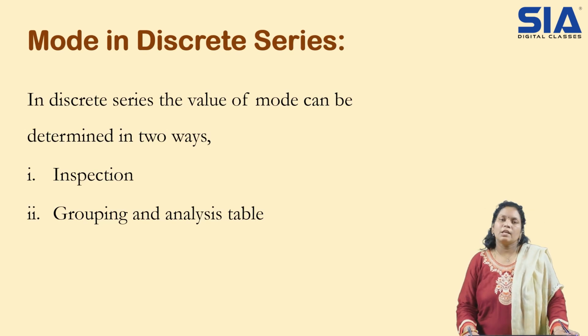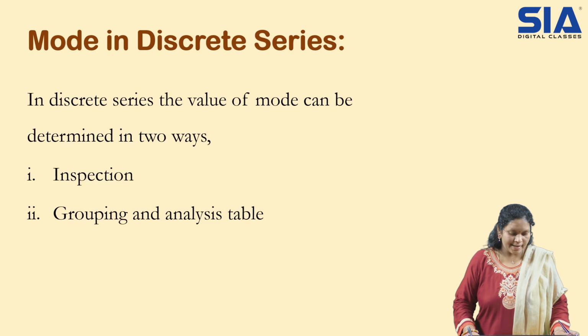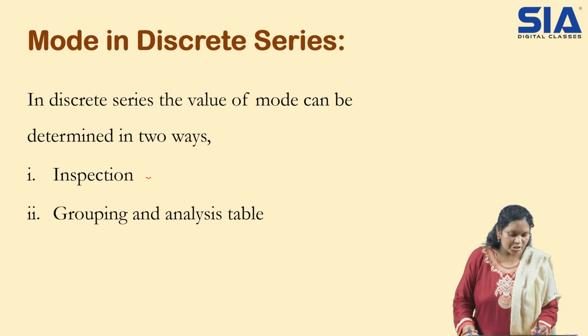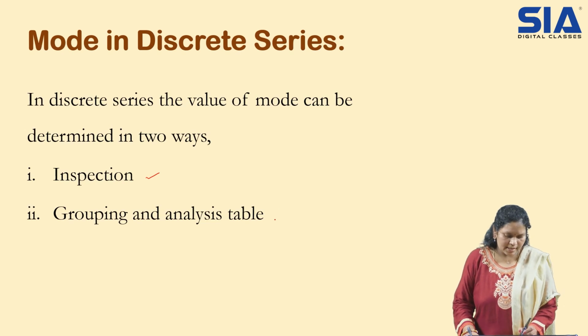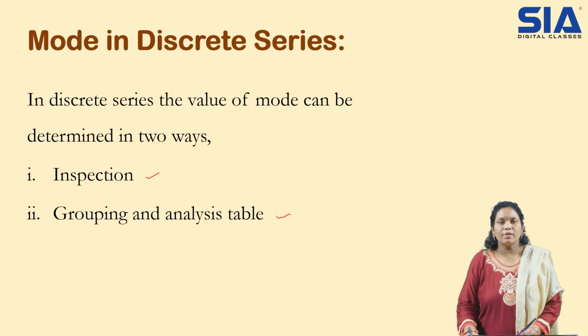Okay, now let us check how mode is identified for discrete data. For discrete data, we have two ways to identify the mode. First one is inspection. Inspection means, by seeing the data we can identify the highest value, if it is there, and that becomes our mode. If we don't have a clear highest value, we do a grouping table and an analysis table. That I'll explain using a problem.